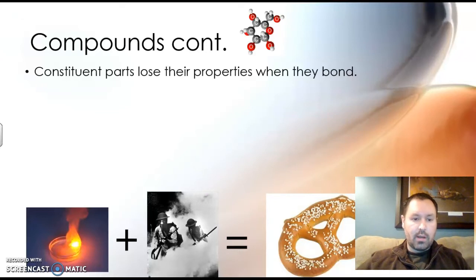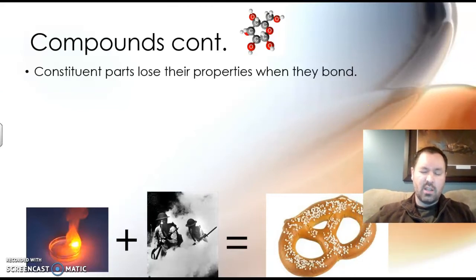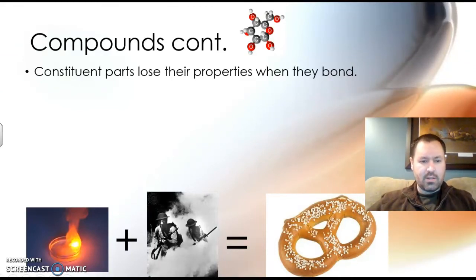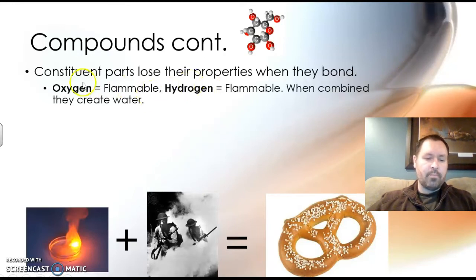Okay, so let's talk more about compounds. The constituent parts lose their properties when they bond. I tell my students it's kind of like marriage in a way, and they're like, "What?" They scratch their heads. Here's what I mean.